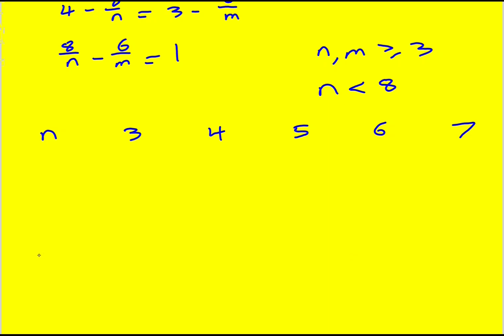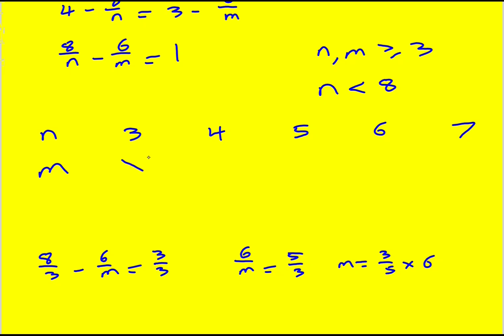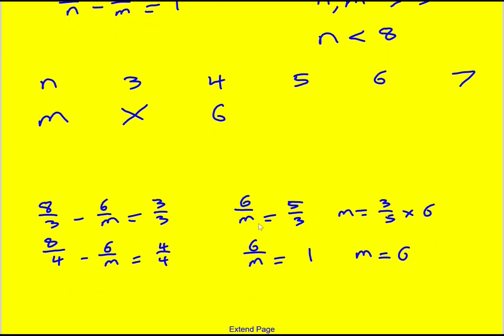So let's go with n equals 3. I'm going to get 8 over 3 minus 6 over m equals 3 over 3. So then 6 over m would equal 5 over 3, and m would equal 3/5 of 6, which is not a whole number. So that is not going to give me any values of m. The others will do. Okay, so now for 4, 8 over 4 minus 6 over m equals 4 over 4. So then 6 over m would equal 1. M is going to be 6.